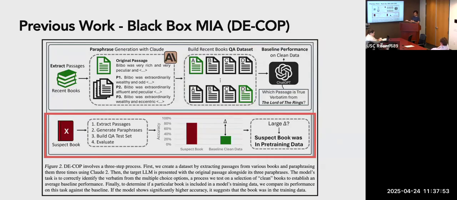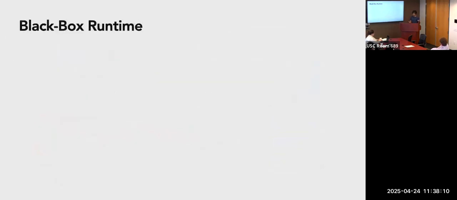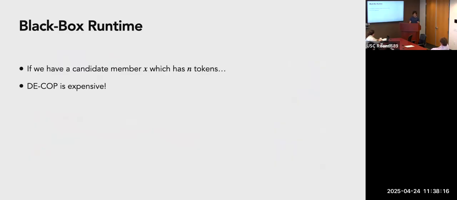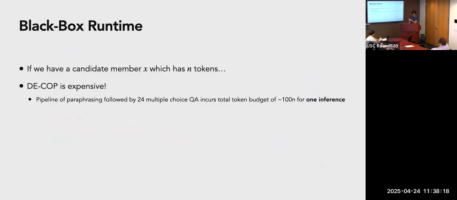If my score is very high, presumably I've seen this book before because I can correctly identify it regardless of the position. I know which is the correct written one. Otherwise, maybe it hasn't really been trained on if it's about random. So that's this baseline. And I'll just quickly go through one of the downsides of this black box. If we have a candidate member which has N tokens, you can quickly see that this becomes expensive. So you have this paraphrasing pipeline and then 24 multiple choice QA.